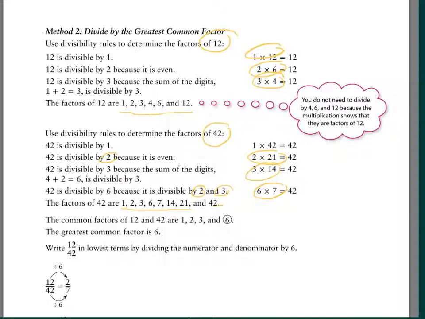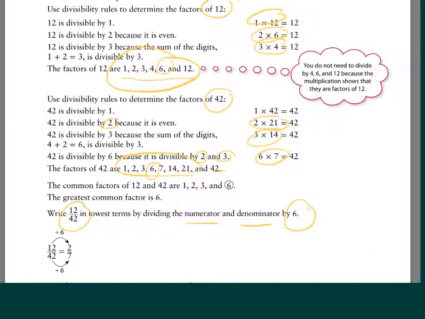So then you analyze and look for the largest number they have in common. I'm comparing this group of numbers up here to this group of numbers down here. And I notice that the biggest number they have in common is 6 here, and there's just 6 here. So in order to write 12 over 42 in lowest terms, we're going to divide the numerator and the denominator by the greatest common factor, 6. And they do that down here. I'll just slide this up a little bit. And you can see they divide the top by 6, the bottom by 6, getting that same fraction of 2 over 7.